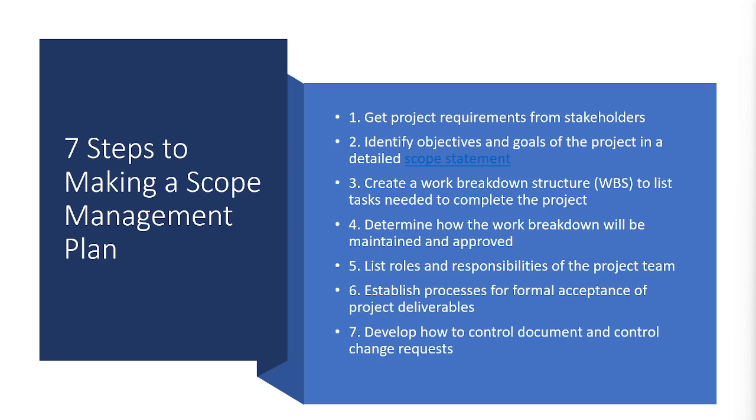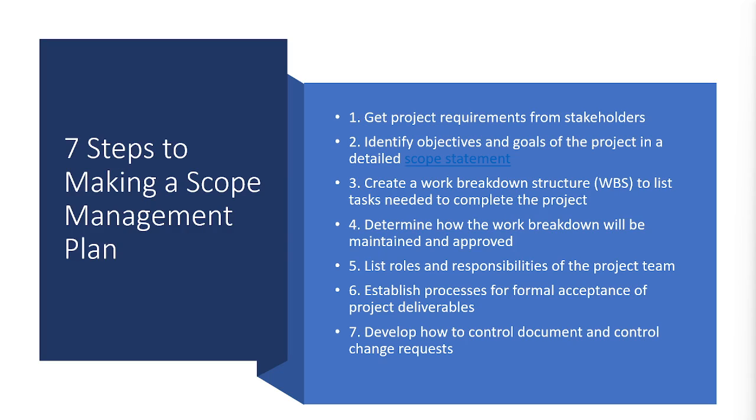Number 2, identify objectives and goals of the project in a detailed scope statement. So your scope statement should include a few things, such as the project goals and objectives, project requirements, project scope description, project exclusions, project constraints, project assumptions, and project deliverables.